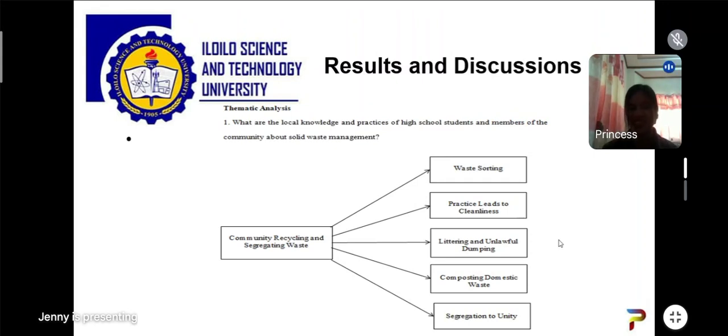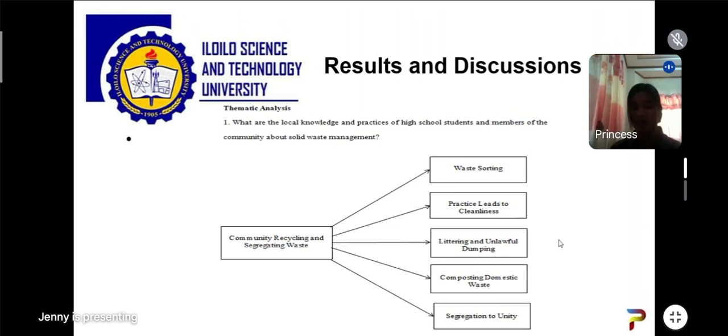So here is our results and discussion. So we have here the thematic analysis. So in our first question, what are the local knowledge and practices of high school students and members of the community about solid waste management? So we have our central theme and sub-theme. So our central theme is the community recycling and segregating waste.